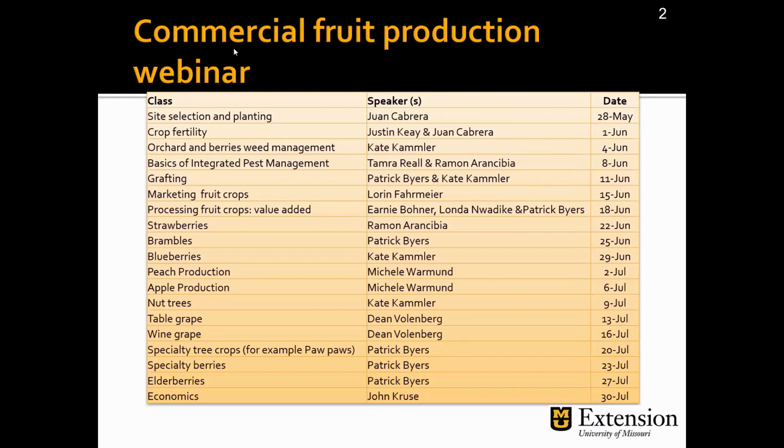This is the list of classes that we have planned for this webinar series. There are 19 classes in the webinar series, and you can see we have a huge variety of topics here. We have general knowledge topics like today's class about selecting a site and planting. Next week's class on Monday is crop fertility, and then we also have specialized topics. If you only need to know about blueberries, we have a specific class about blueberries. Today we're going to talk about selecting a site and planting.